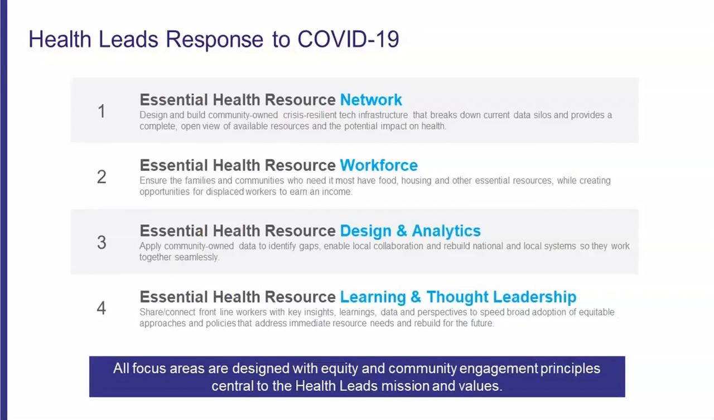So our Health Leads COVID work is really focused on 4 core areas. The first is building a community-owned crisis-resilient tech infrastructure. The second is connecting people to essential resources using displaced workers who need an income. The third is creating community-owned data to identify gaps, enable local collaboration, and rebuild national and local systems. And finally, the fourth is sharing learnings and connecting folks so they can learn from one another, which is why we are all here today.